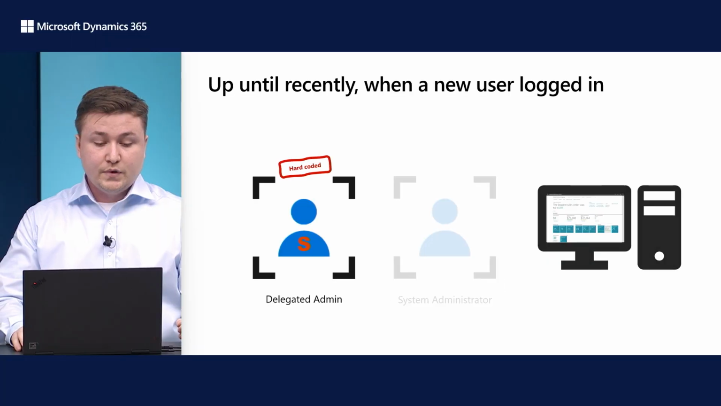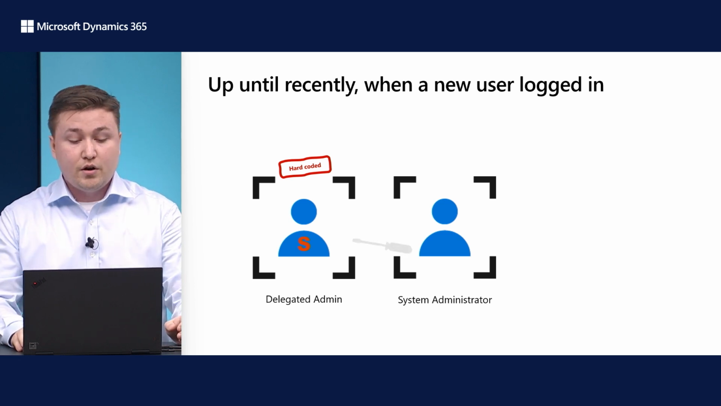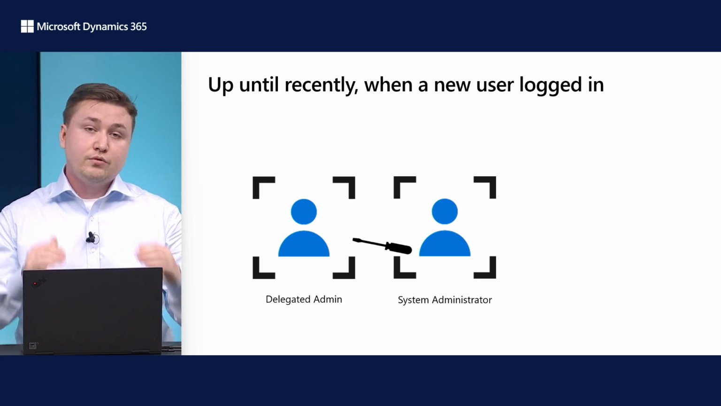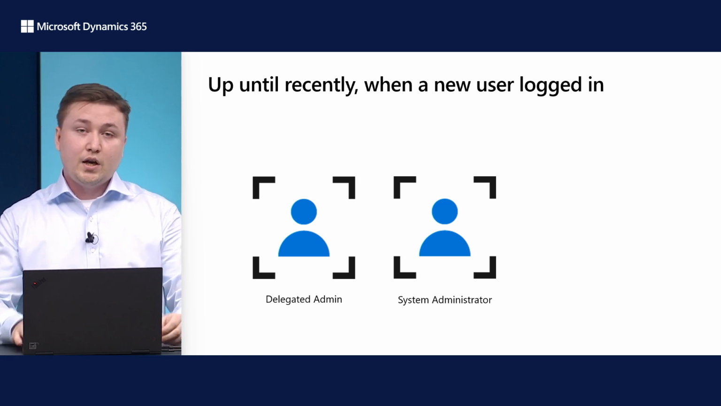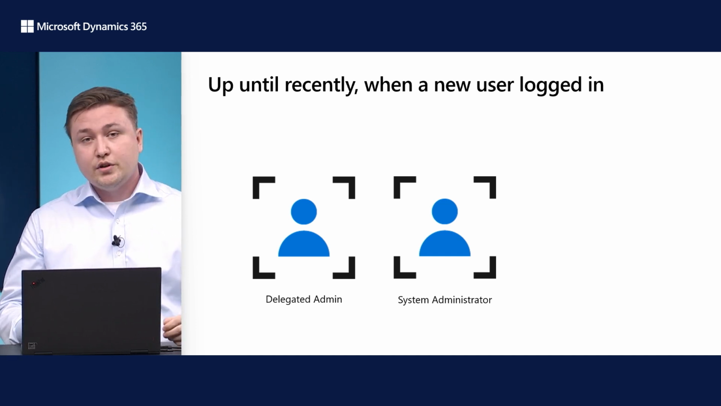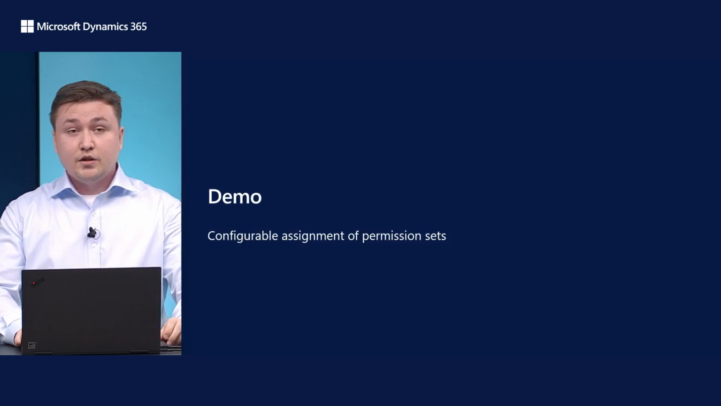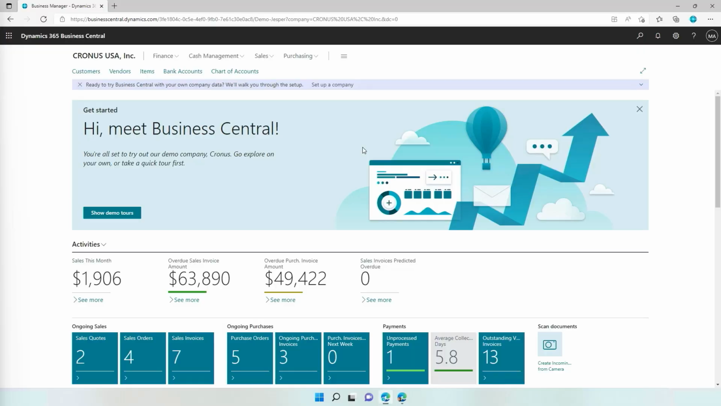it was just based on the user's plan. Now, the system administrator wasn't too happy about this and was in a hurry to fix these permissions, reduce them to the proper level, and restore peace and order. Now, we know this isn't ideal, and that's why we are happy to announce that with the new version of Business Central, this is getting improved. So let's jump straight into the demo of configurable assignment of permission sets.